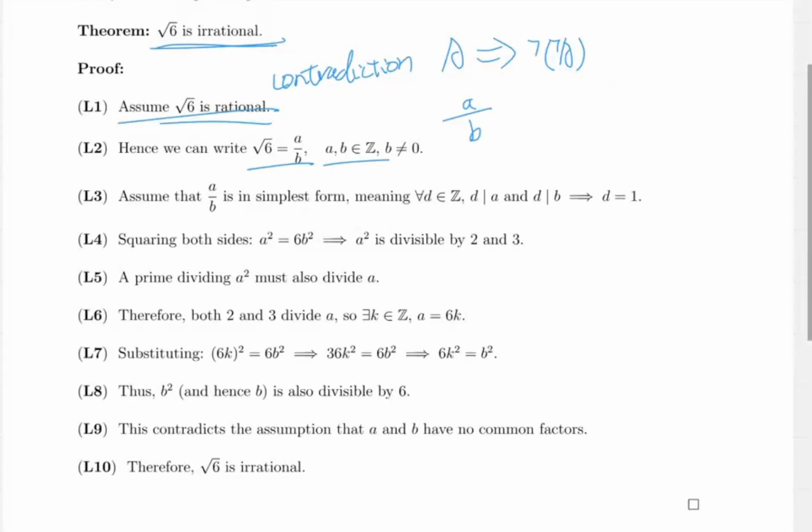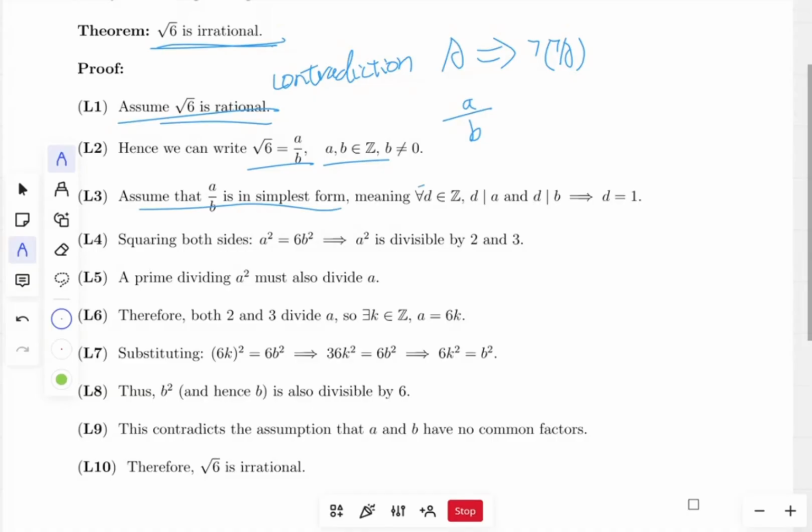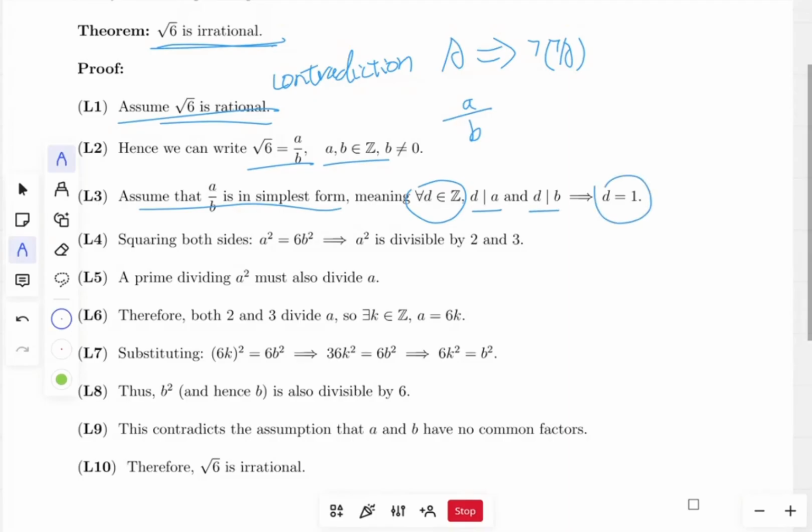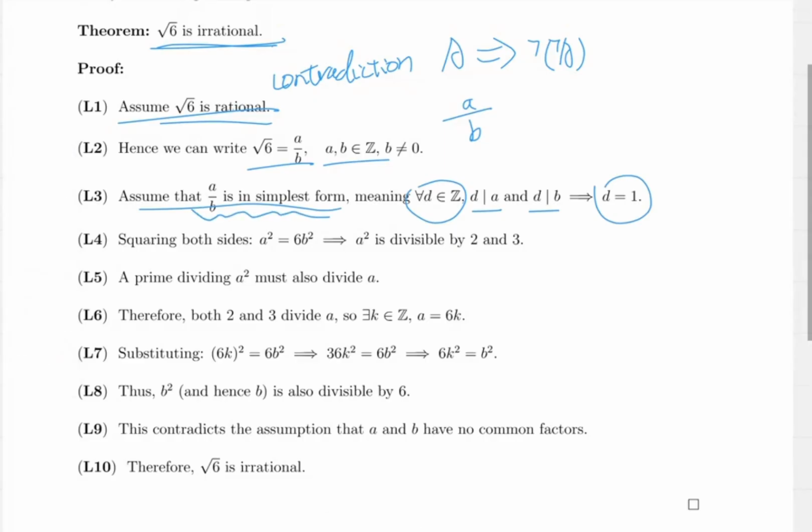The next step, assume that a over b is the simplest form, which means every d belonging to the integer set, if d is divisible by a and d is also divisible by b, then d can only be 1. This is because we said a over b is the simplest form, which means a and b have no common factors except 1. Therefore, d can only be 1. We can keep this in mind and go to the next step.